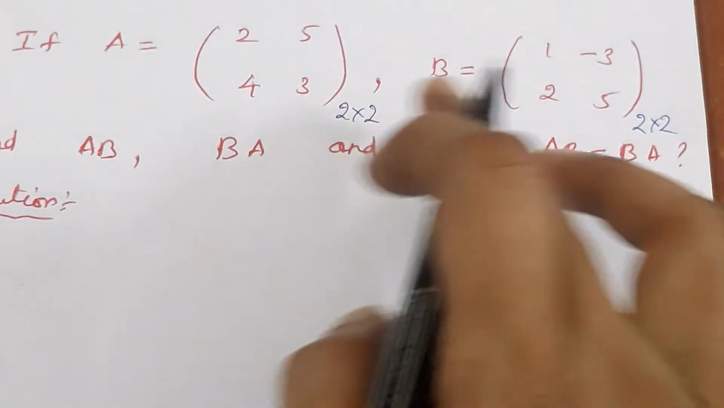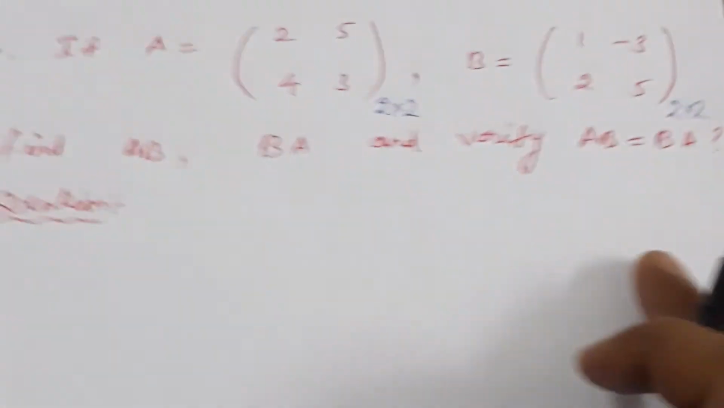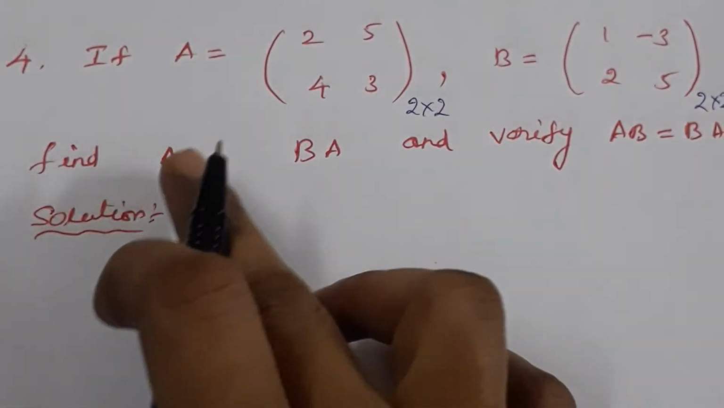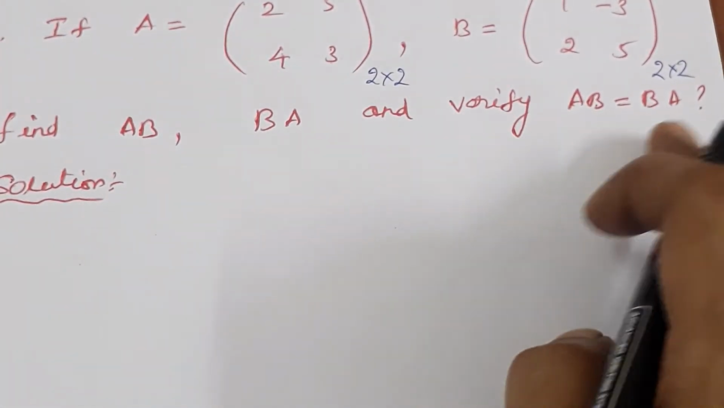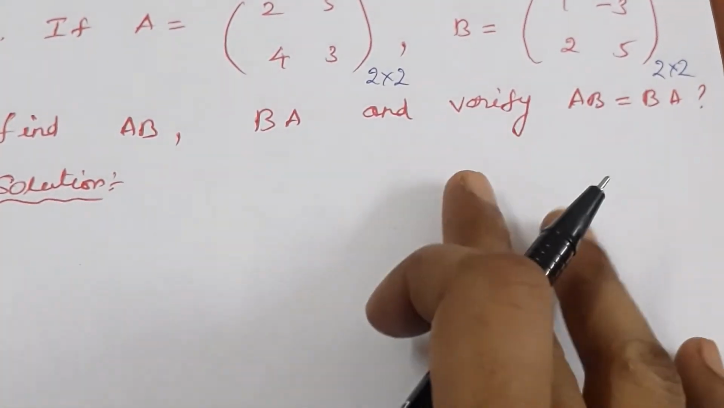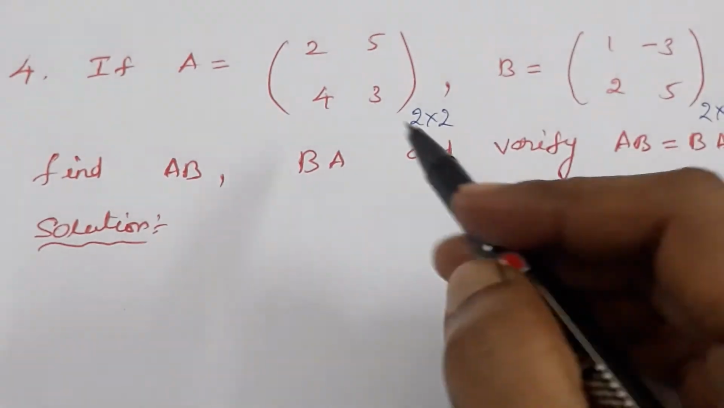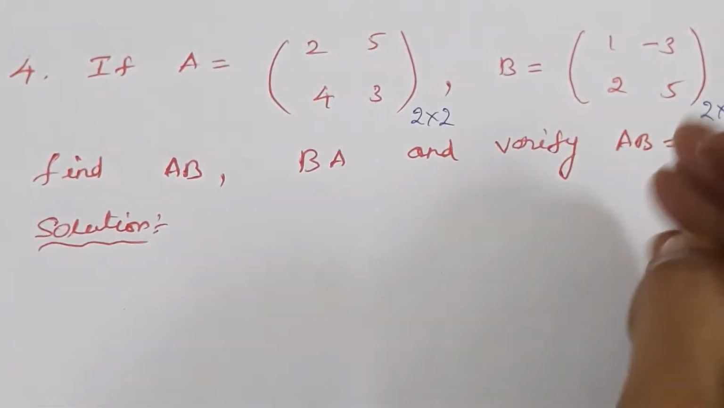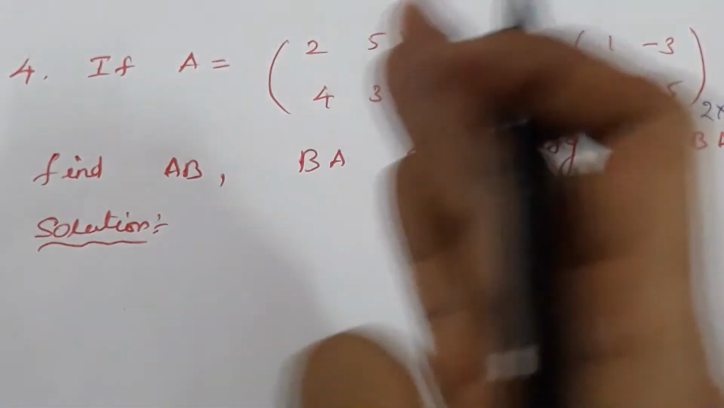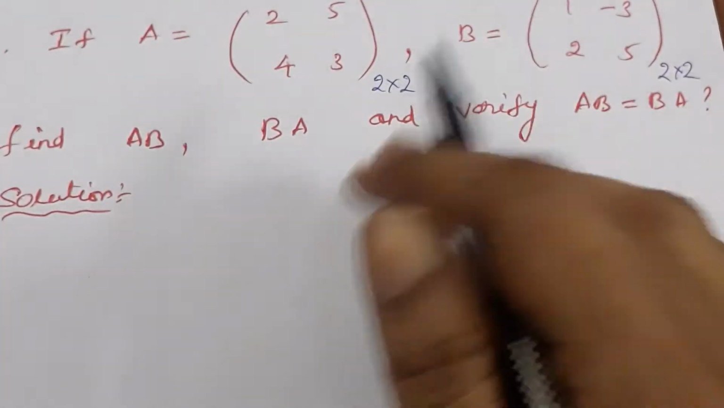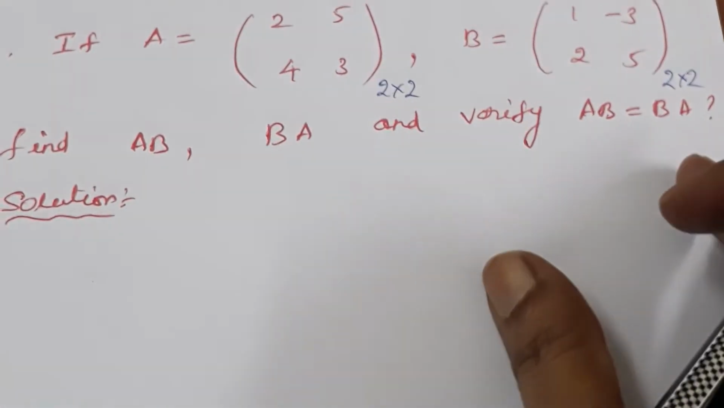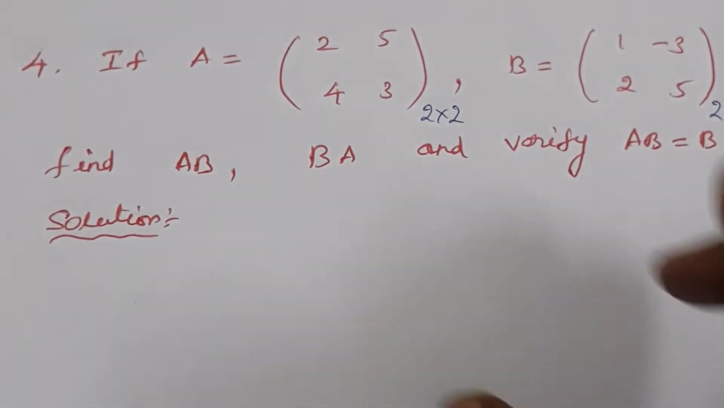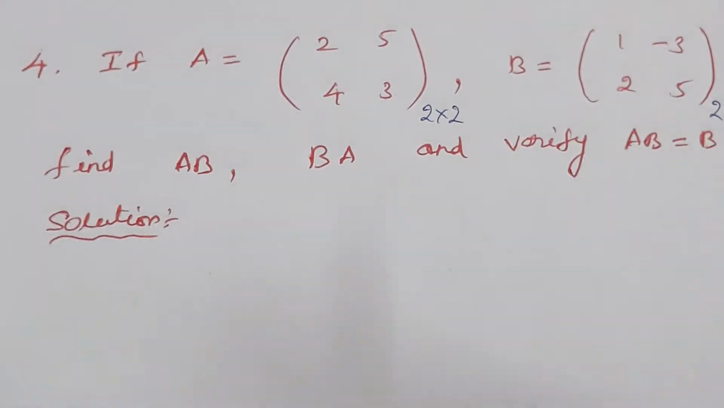These two matrices are square matrices. Find AB, BA and verify AB equal to BA. First, you have to find the product of A and B, and then find the product of B and A, and then verify whether these two are equal or not.